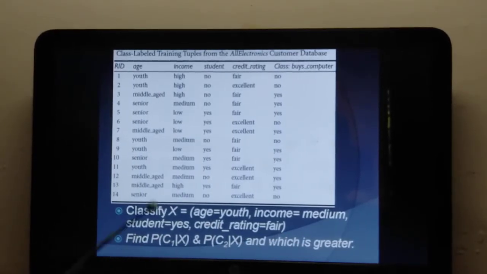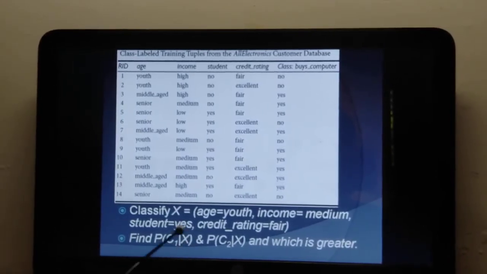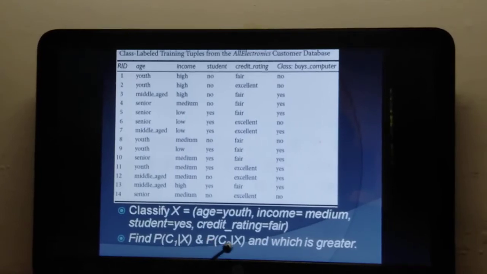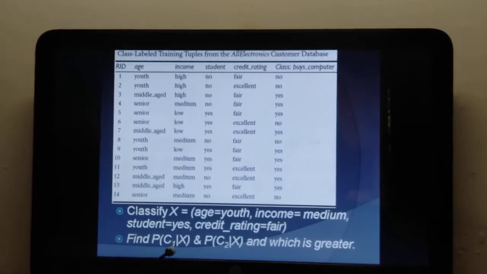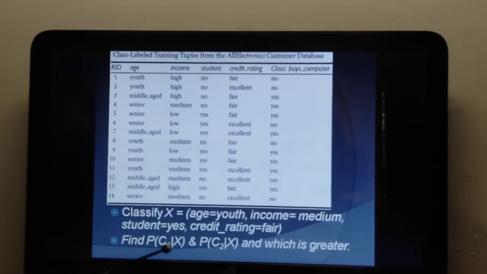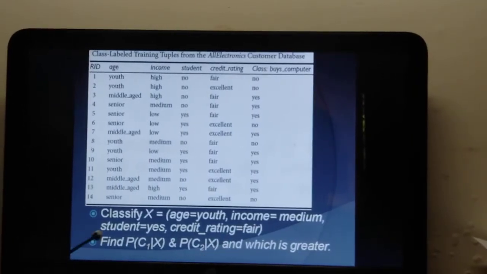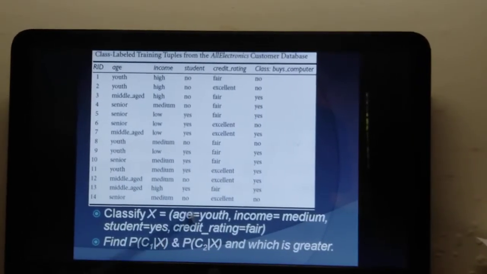Now what we need to do is find probability of C1 given X and probability of C2 given X. Now C1 is yes, there are only two classes, yes and no. So probability of yes given X and probability of no given X. Whichever is greater, that is our answer. So what are we going to do?